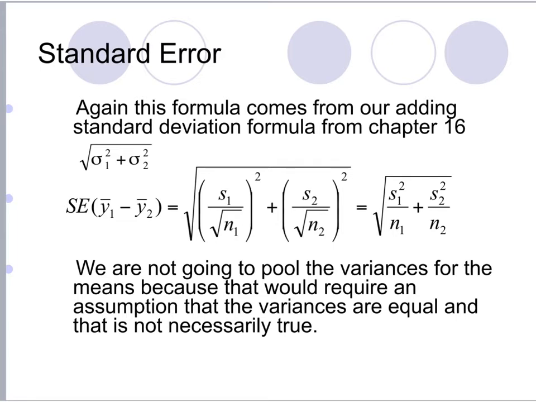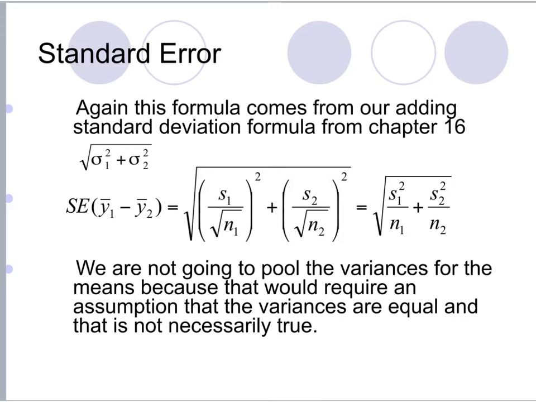So our formula for adding two standard deviations comes from our chapter 16 formula here, the square root of sigma 1 squared plus sigma 2 squared. But from last chapter, our equation was s over the square root of n. So I want to know the standard error of the difference between two means. I have s1 over the square root of n1 squared, because that's sigma squared, and s2 over the square root of n2 squared. And when I square these, I end up with s1 squared over n1 plus s2 squared over n2, all under a big square root. We're not going to pool the variances because for the means, it would require the assumption that the variances are equal, and that's not necessarily true.